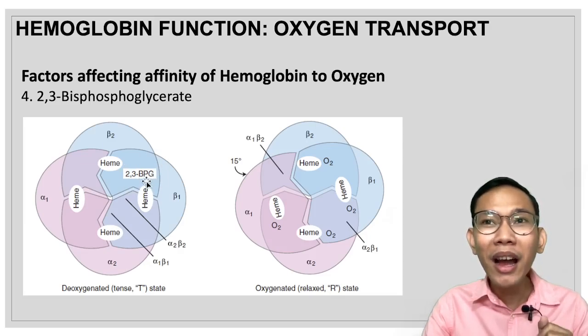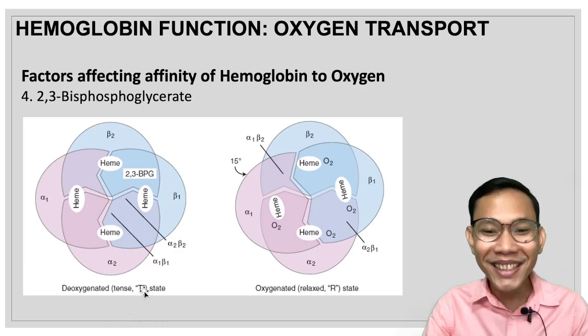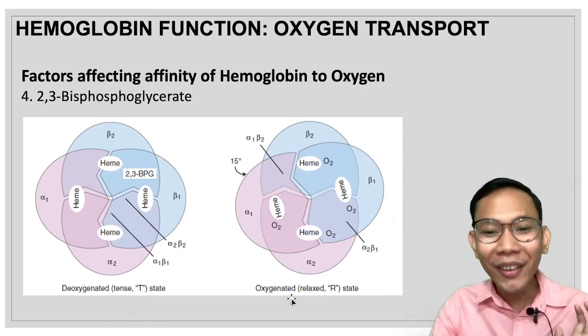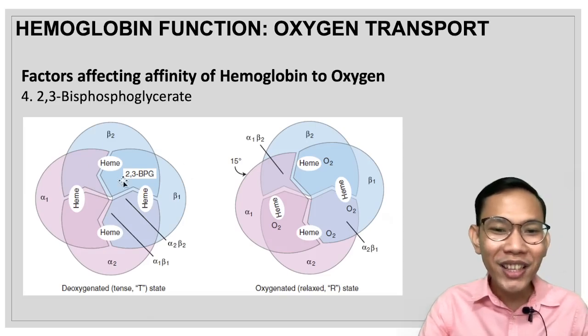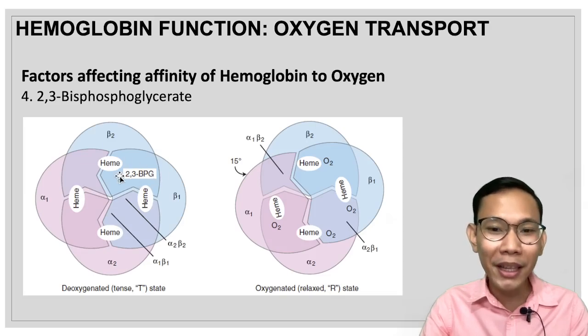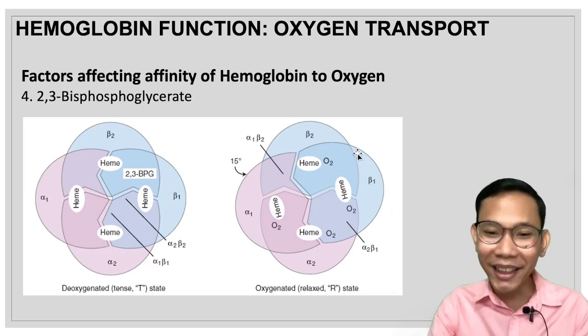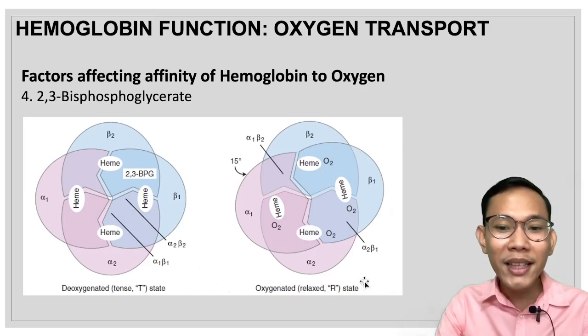siya yung third party. So therefore, pag nandun siya, pag kasama ng mag-asawa ang kanilang third party, nata-tense sila. So this is now the tense state. That's how I remember relaxed and tense state. Pag nandyan si 2,3-BPG, nata-tense yung heme. Kasi nga si 2,3-BPG is a third party, kasi ang original partner ni heme is yung oxygen.